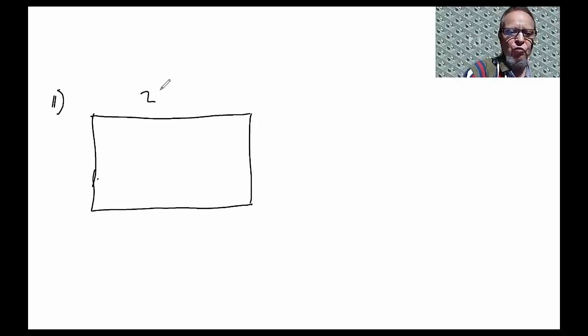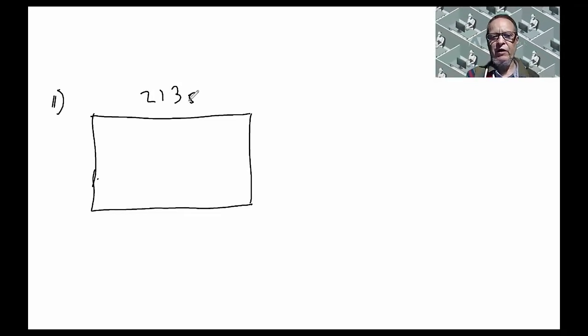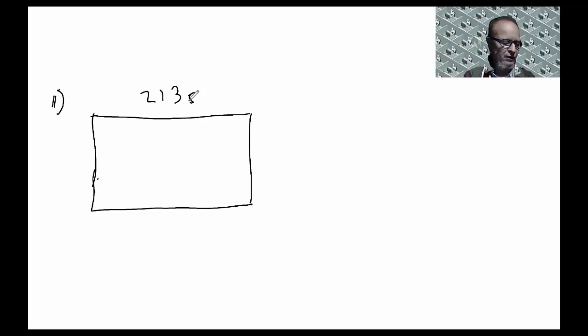For 2, 1, 3, base 5. And notice how I put that little 5 on the bottom there to tell me that I'm working in base 5.